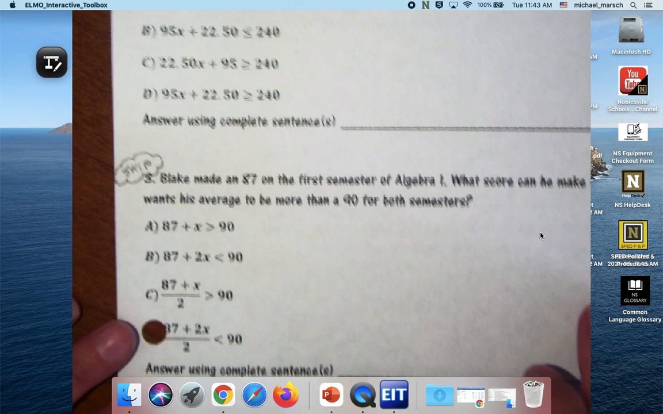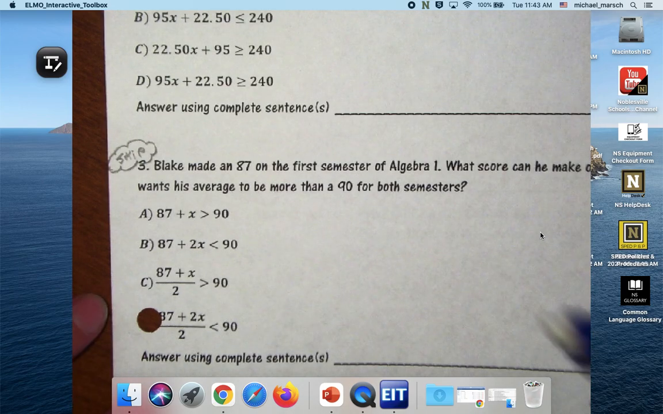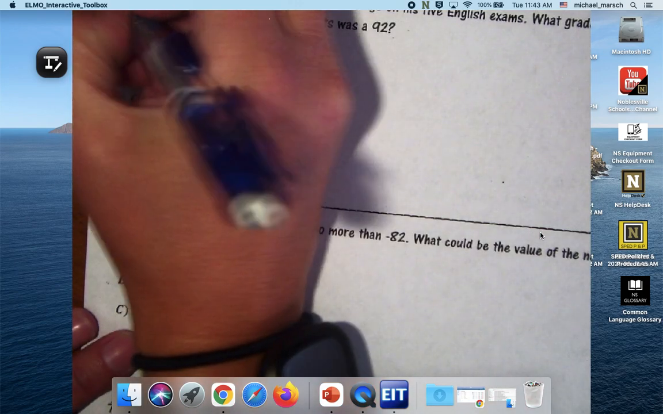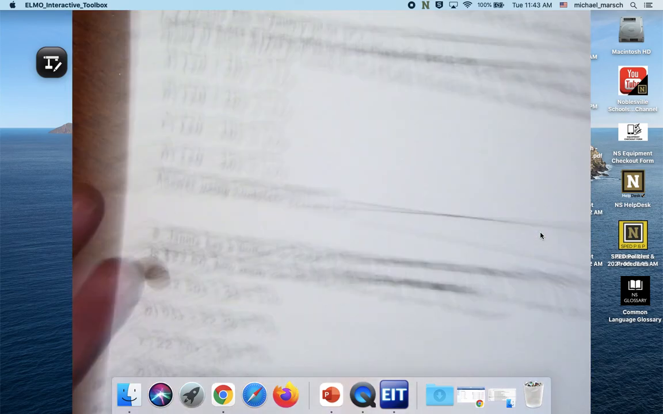Okay, guys, take a look up here, please. Next to number 3, I want you to write skip. And then turn your paper over and write skip next to number 5. We'll come back to those. Don't cross them out. Just skip them for now.